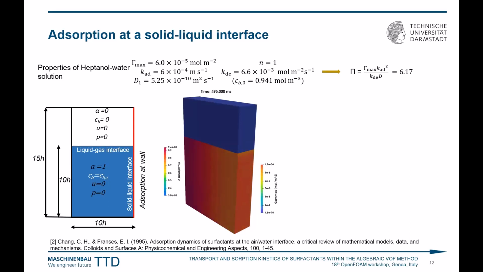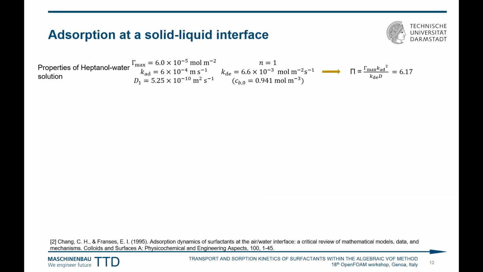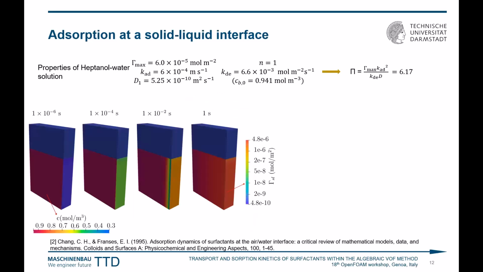So this is just a 3D representation of the 2D case. And as you can see here, with time, the concentration at the wall increases. And because of this, the surfactant in the bulk decreases. But since on the other side the bulk concentration is fixed, slowly it gets replenished. And again, the system comes back to the original position. And as I said before, these are the snapshots.